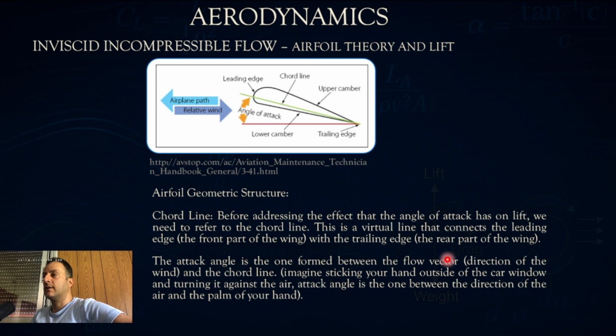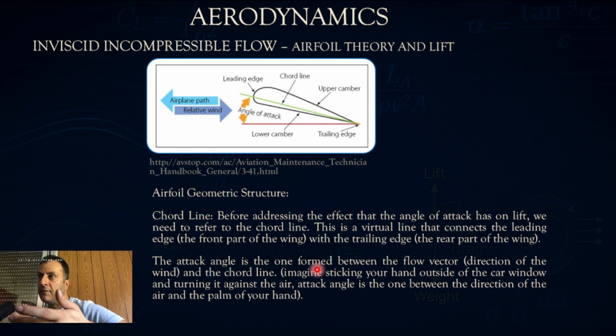For the chord line, before addressing the effect that the angle of attack has on lift, we need to refer to the chord line, which we've talked about before. This is the virtual line that connects the leading edge to the trailing edge, here in green. The leading edge is the front part of the wing and the trailing edge is the rear part of the wing, the rear tip from a sectional point of view. The attack angle is the one formed between the flow vector, the direction of the wind, and the chord line, which is again an imaginary line connecting the leading and the trailing edge.